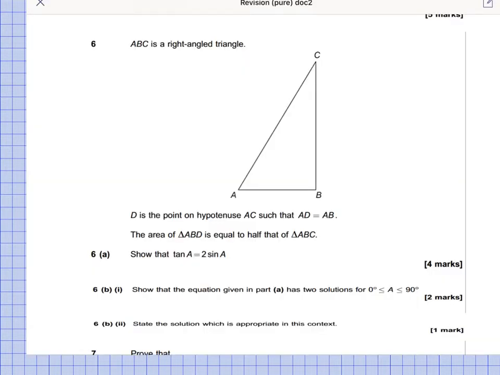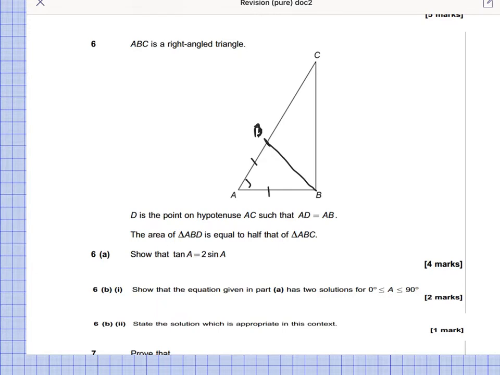Okay, so hi, we're going to try and do question 6 from the homework I set you. Pretty straightforward once you get the hang of what's going on here. So I'm going to draw in a line BAD, such that D is a point on the line here, and it means that AD is equal to AB. That's clearly brilliant, which gives us this here.